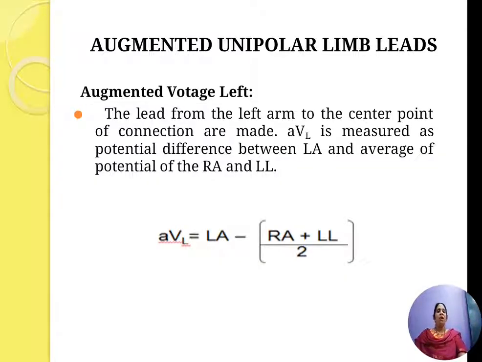Then we have augmented voltage left. The lead from the left arm to the central point connection is made. AVL is measured as the potential difference between LA and the average of the potentials of RA and LL. So one of the terminals will be the left arm, and the other will be formed by combining the other two into a central terminal.